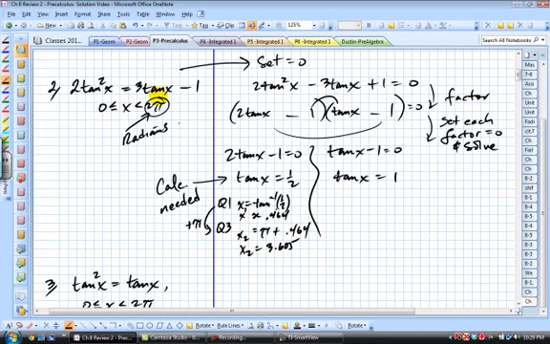Now my next one here is easy. You don't need a calculator. No calc needed here, because we know that the tangent of 45 degrees is 1. So my third solution here is pi fourths. It's positive in quadrant 3 as well, so add pi to that, and I get 5 pi fourths.